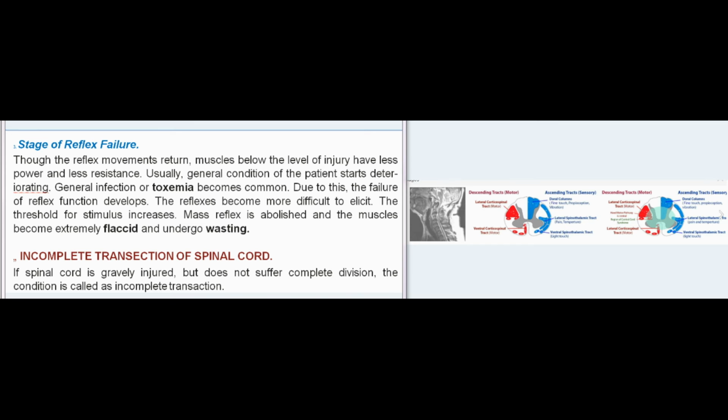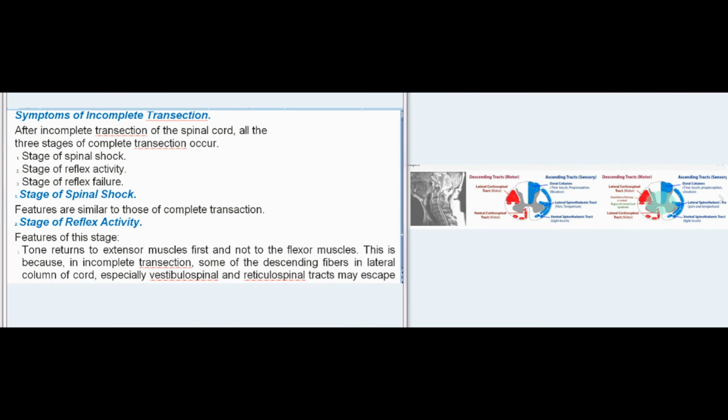Incomplete transection of spinal cord. If spinal cord is gravely injured, but does not suffer complete division, the condition is called incomplete transection. Symptoms of incomplete transection. After incomplete transection of the spinal cord, all the three stages of complete transection occur: stage of spinal shock, stage of reflex activity, stage of reflex failure. Stage of spinal shock features are similar to those of complete transection.